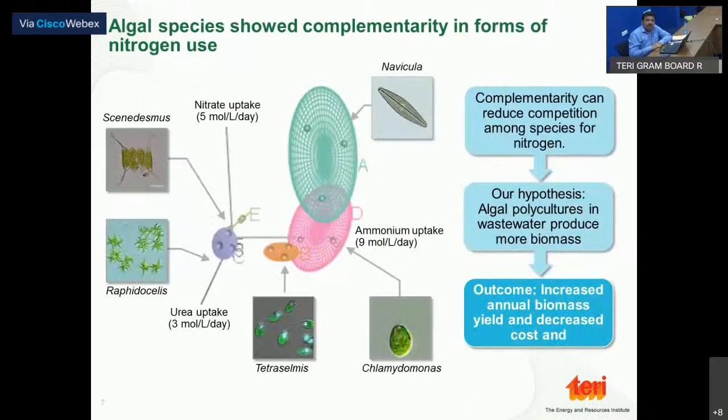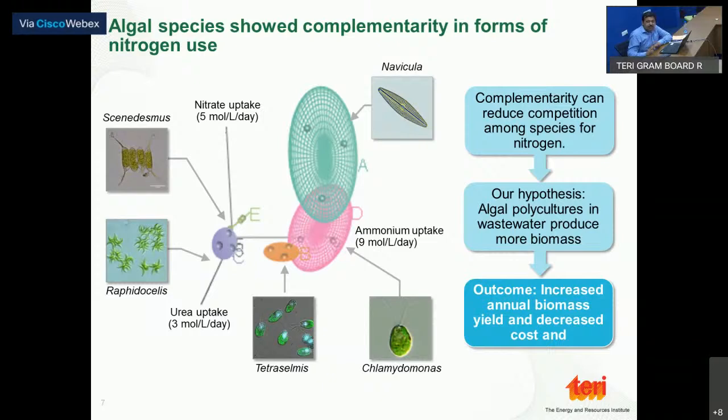But they have preferences for different things. Just as an example here, we took 5 different microalgae: Navicula, which is a diatom, and 4 different green algae, Chlamydomonas, Tetraselmis, Raphidocelis, and Pseudosmus. They are well known for biofuel production. We measured their ammonium uptake rate, urea uptake rate, and nitrate uptake rate, and we presented those data here.